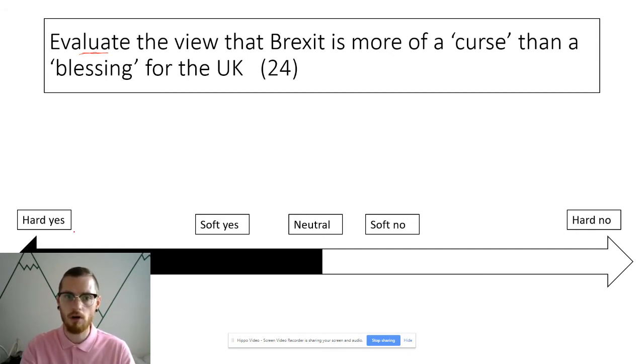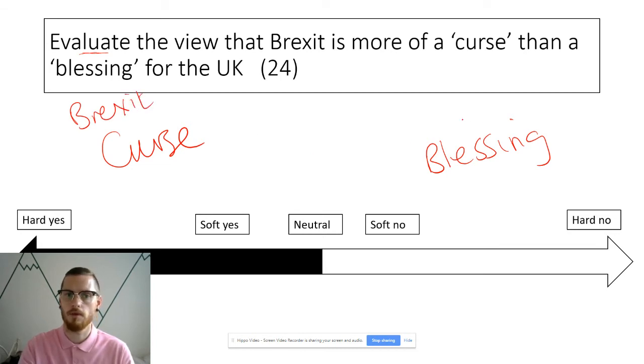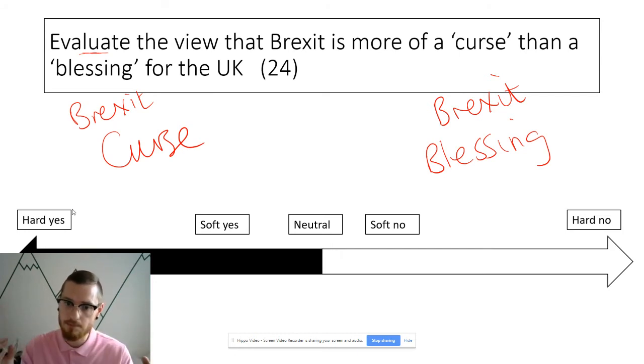Some people will be a hard yes, okay. Let's say this side of the argument is curse, and this side of the argument is blessing. So Brexit is a curse, and Brexit is a blessing. So within this, you'll find that some people would be much harder in their opinion, much softer. Again, on the other side, much harder, much softer. So within the points of the two sides of the argument that I make, there's going to be a spectrum, okay?